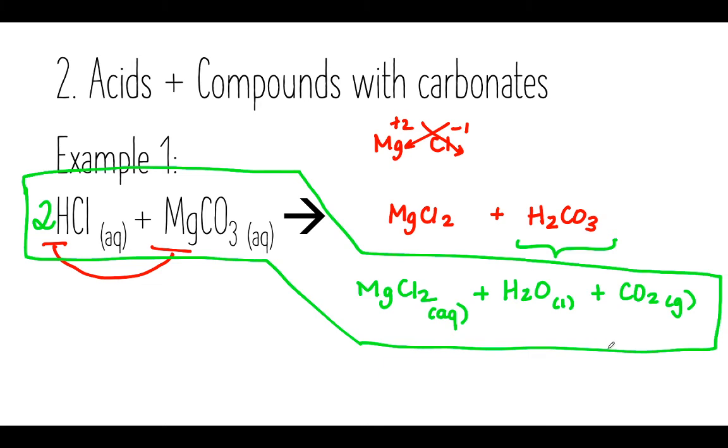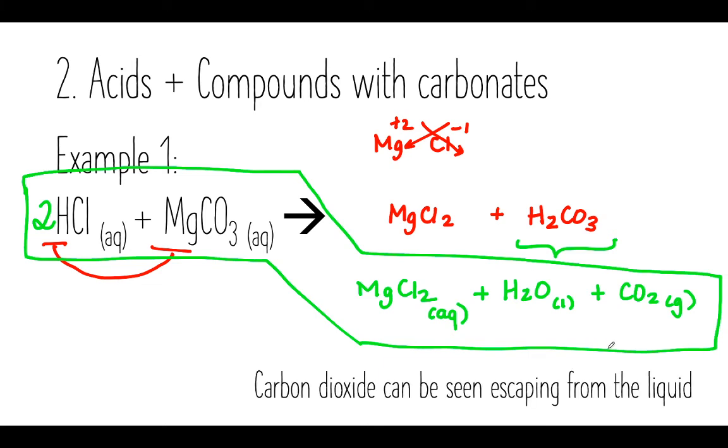And when you're actually doing this reaction, you will see gas bubbles form. You will see the carbon dioxide escaping the liquid that you are reacting. So that's an indication, if you're seeing a reaction, that this reaction is taking place. The fact that the carbon dioxide is formed is that indication for you. Okay, so that is my second type of double displacement reaction.